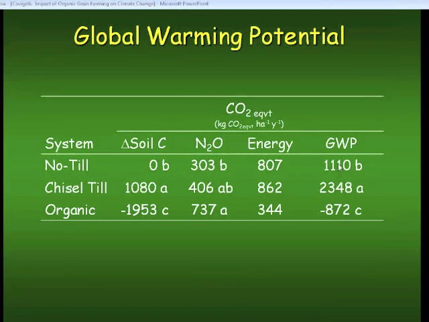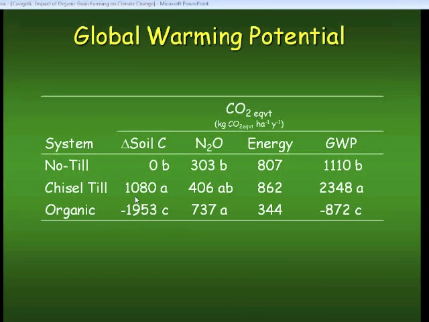And it has higher global warming potential than the no-till. This is largely due to this difference in soil carbon, because N2O and energy use are very similar. But what else do we see? The organic system actually has a negative global warming potential based on the calculations as I've described them. This is driven in part by this difference in energy use, despite the fact that we have more N2O here, but it's largely driven by this change in soil carbon.